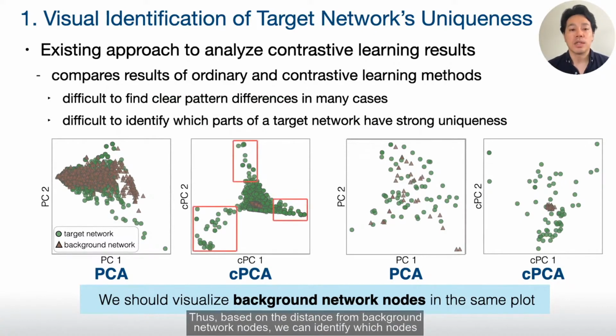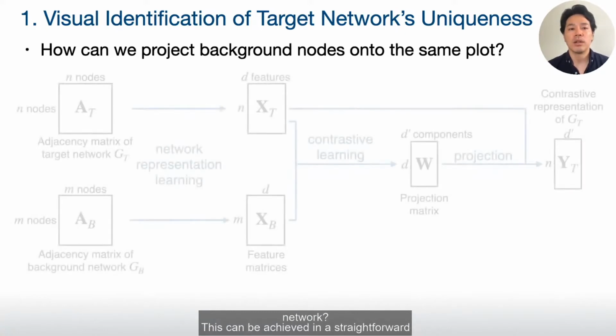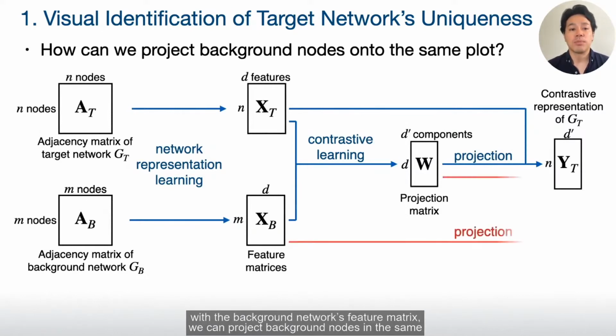Thus, based on the distance from background network nodes, we can identify which nodes are highly unique, as annotated with red boxes in the figure. But how can we obtain background nodes' positions in the embedding space of the target network? This can be achieved in a straightforward way, because we already have a projection matrix. With a background network's feature matrix, we can project background nodes in the same plot.